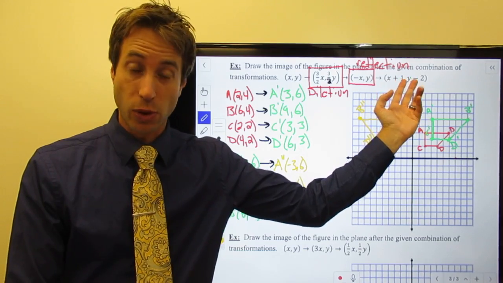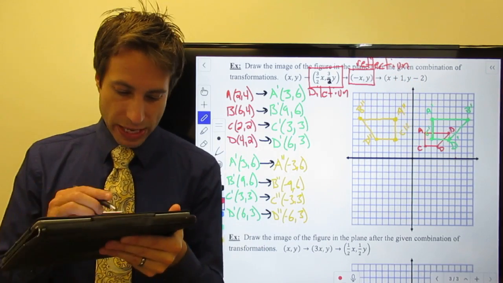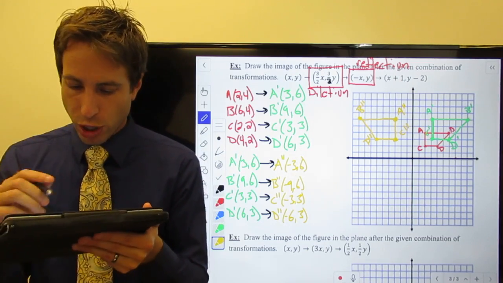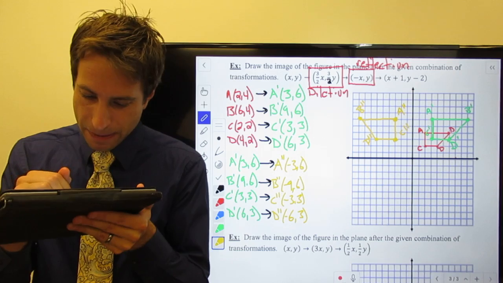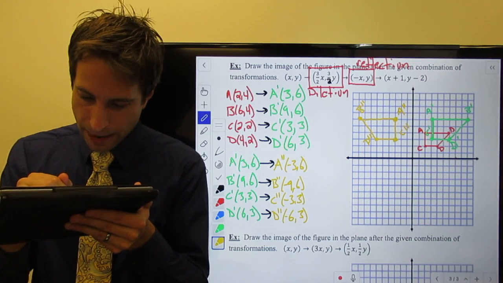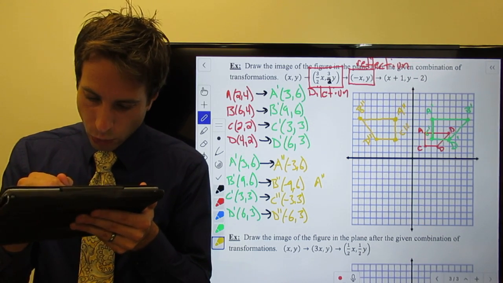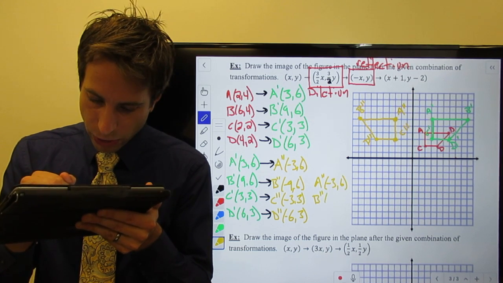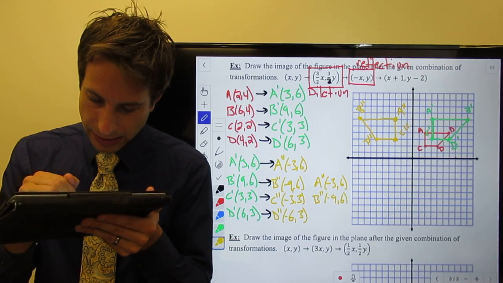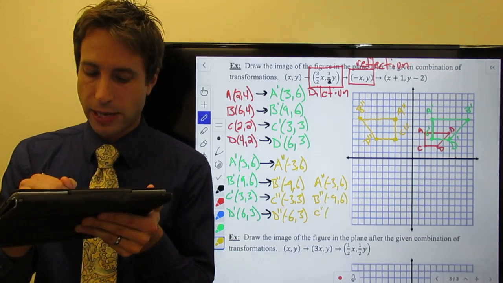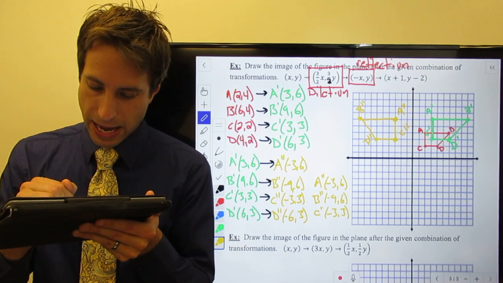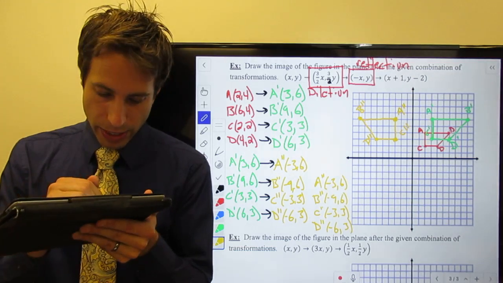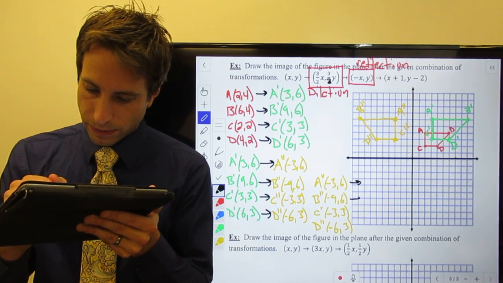Now we've got this one. Okay, awesome. Here we go. So I start with my double prime. We'll go to black this time. So we're going to have A double prime, which is at negative 3, 6. B double prime, which is at negative 9, 6. C double prime, which is at negative 3, 3. And D double prime, which was at negative 6, 3. Here we go. Let's perform these transformations.